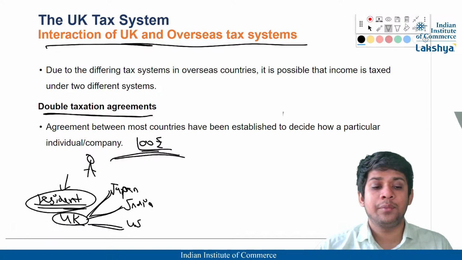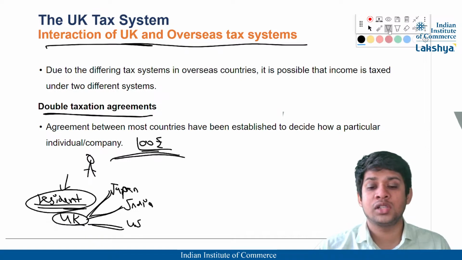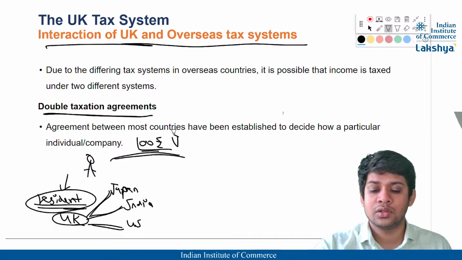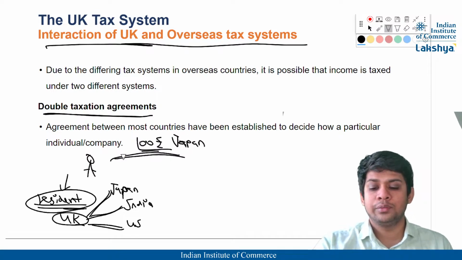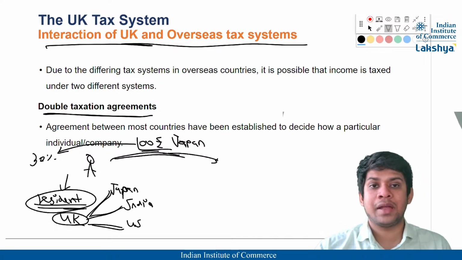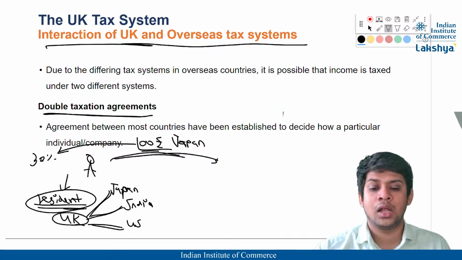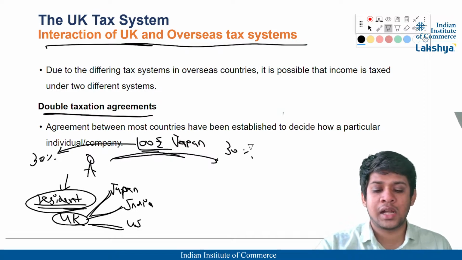Technically, if I am selling certain goods at 100 pounds in, say, Japan, in UK I'll be taxed on it. Maybe in UK there is 30% tax on it. And in Japan again, if I'm selling it in Japan, that means I'm generating income there. So Japan will also say that you're generating income in my country, so you'll have to pay tax on it. And they are also charging 30% tax.